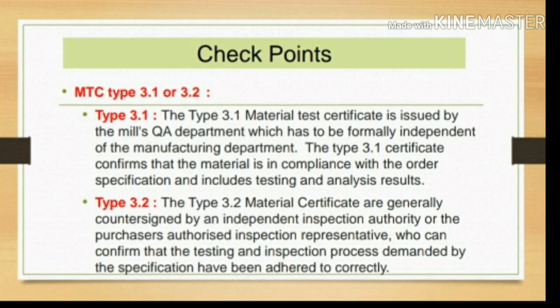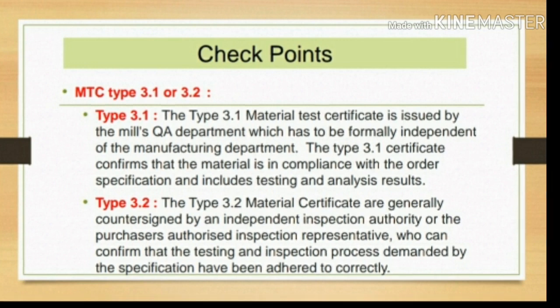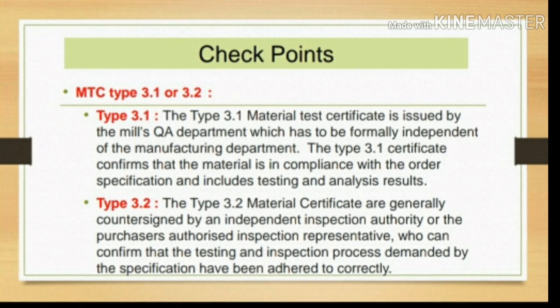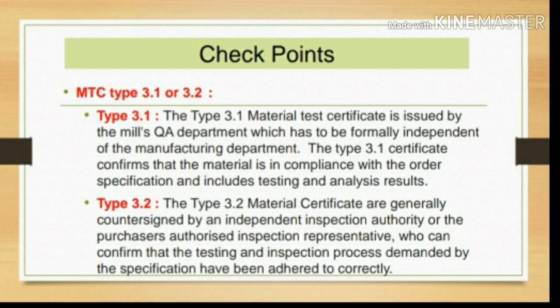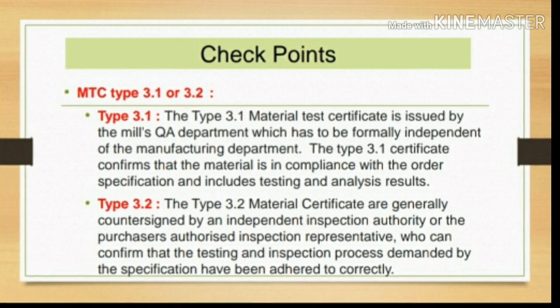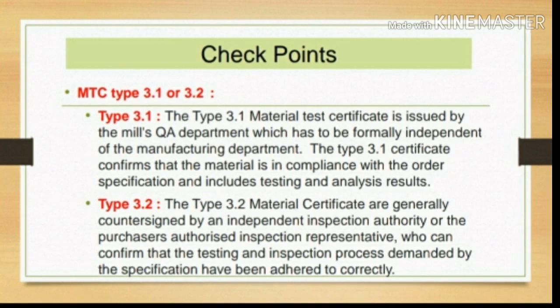The type 3.1 material test certificate is issued by the mill's Quality Assurance Department, which has to be formally independent of the manufacturing department. The type 3.1 certificate confirms that the material is in compliance with the order specification and includes testing and analysis results. So manufacturer's quality assurance department endorses all the tests done in their laboratories which are mentioned on the TCs. So next type comes type 3.2.